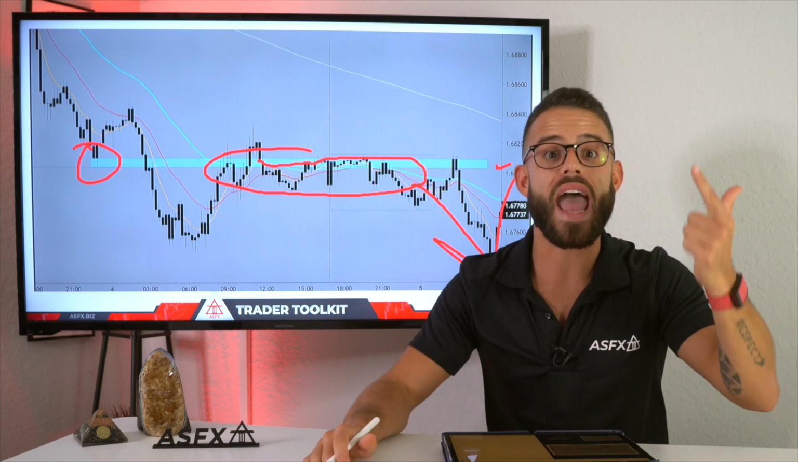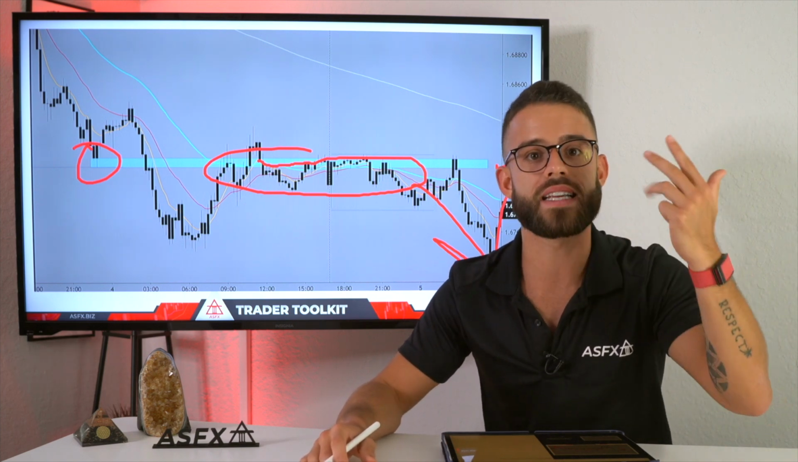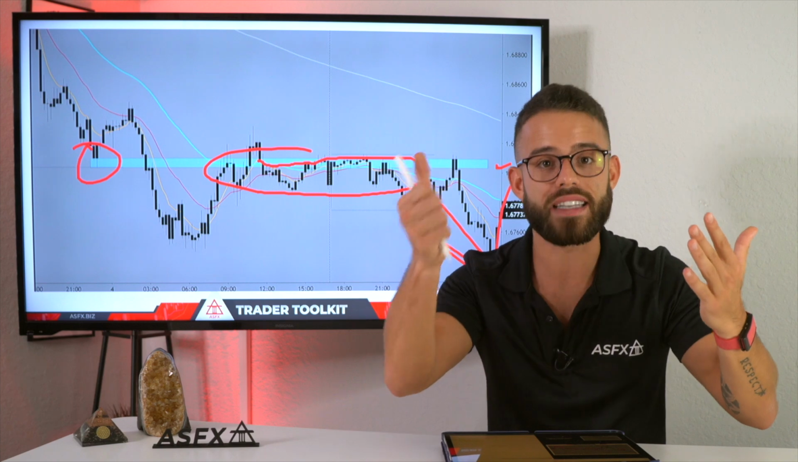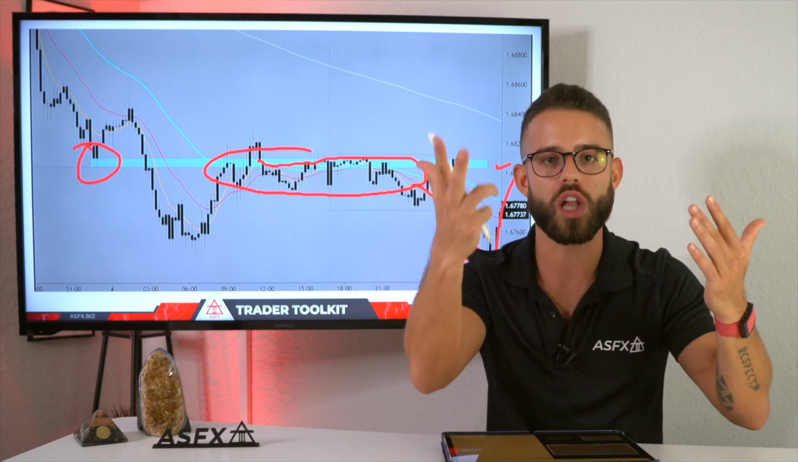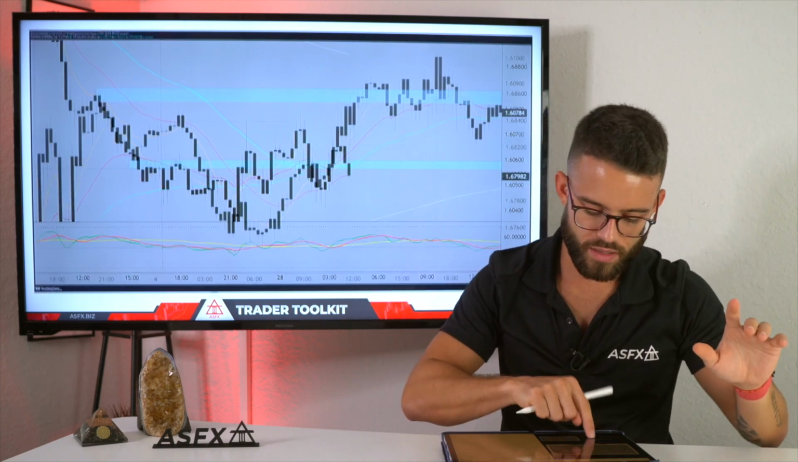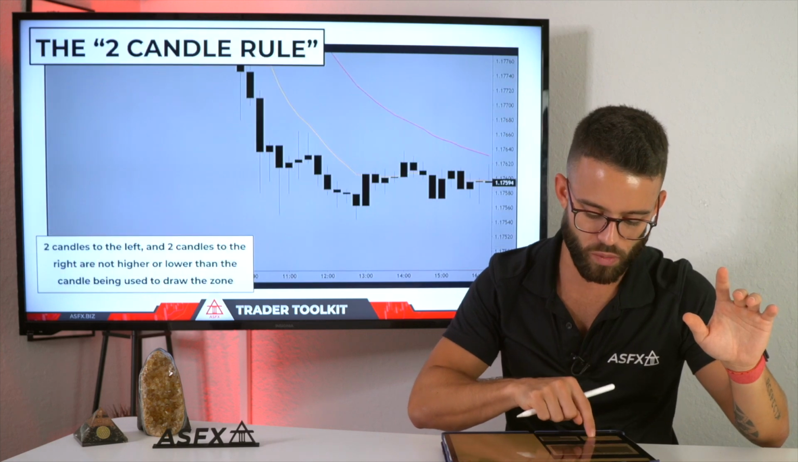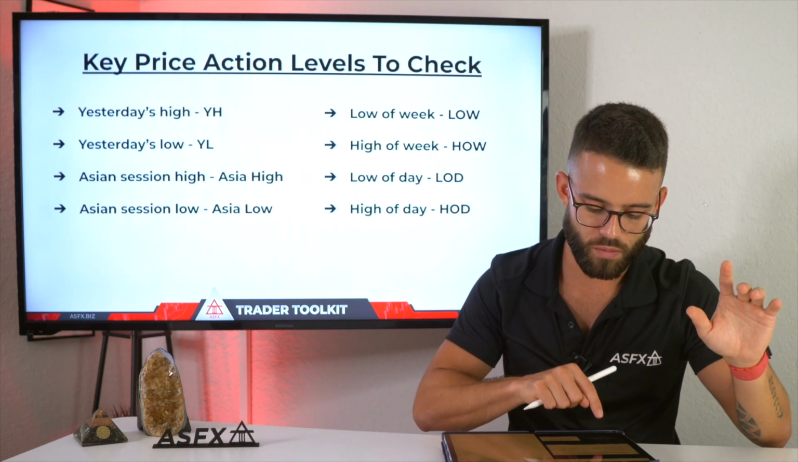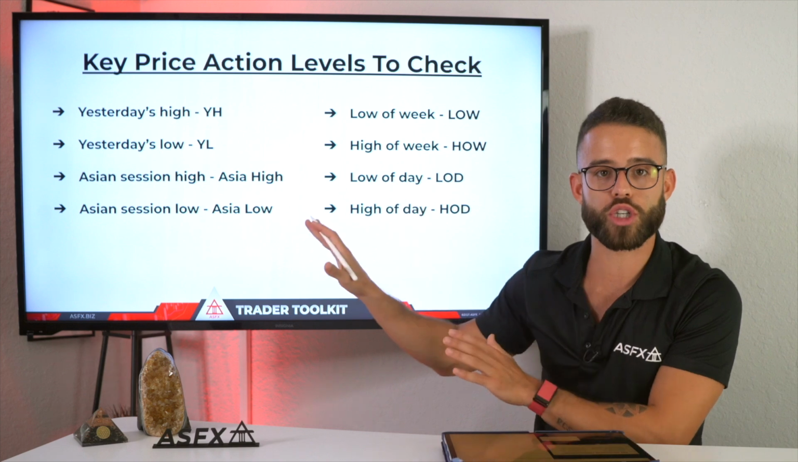At the Asia high, at the Asia low, at today's high, today's low, yesterday's high, yesterday's low, high of week, low of week. Those are the 8 that I put in the beginning of the chapter here that you gotta write down and you cannot forget them right here. Make sure you screenshot this, make sure you don't forget this.